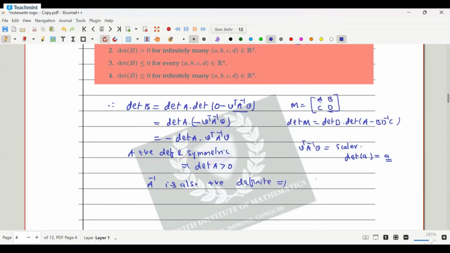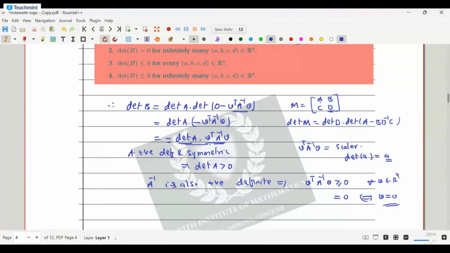If A inverse is positive definite, then V transpose A inverse V is always greater than or equal to 0 for every V belongs to R^n, and it is equal to 0 if and only if V is equal to 0, sir. Therefore this one is positive, this one is also positive, so the sum of this product is also positive.